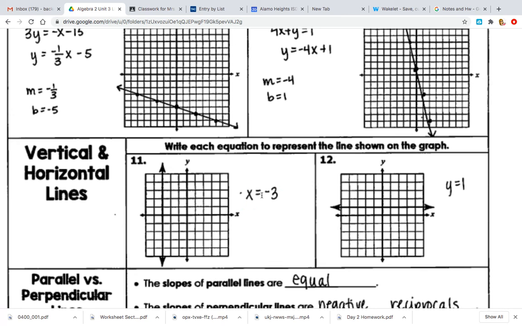Okay? With a horizontal line, you ask yourself, are all my x's the same? And the answer is no, but all my y's are the same. All my y's are 1 on this line. So y is going to equal 1. Now a horizontal line has a zero in it, so this has a slope of 0.